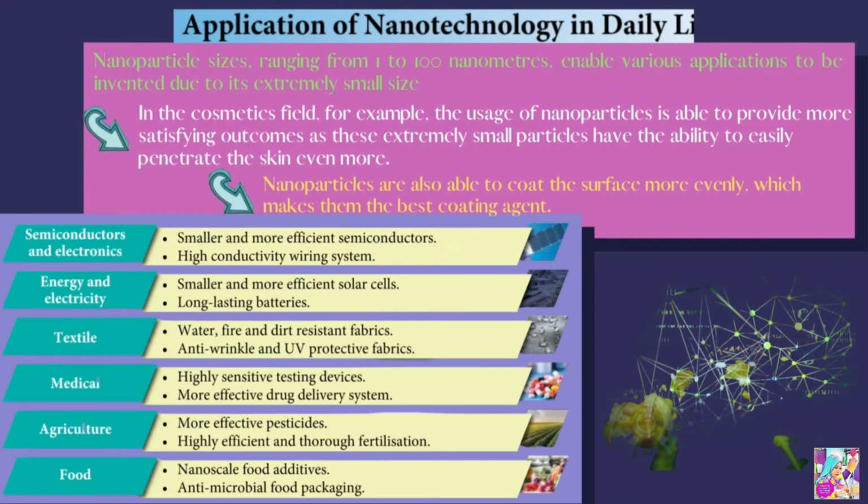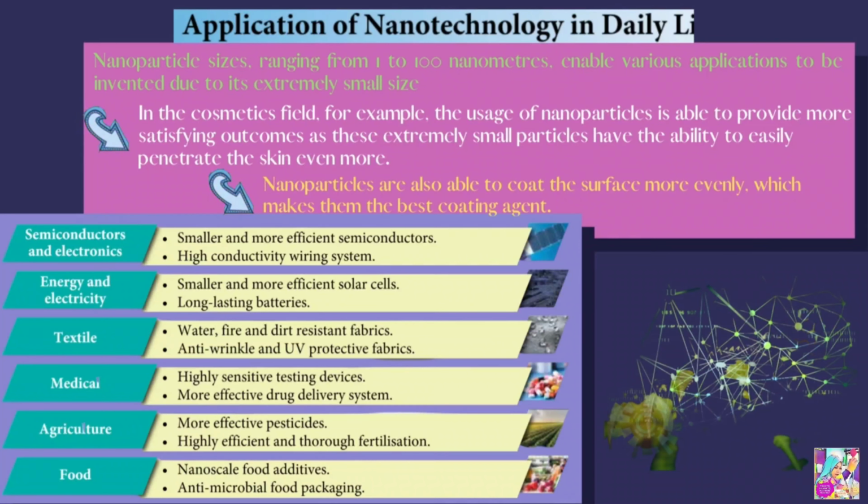And then we also use this nanotechnology in semiconductors and electronics. Why? Because of smaller and more efficient semiconductors and high conductivity wiring systems. For the energy and electrical industry, we use nanotechnology because of smaller and more efficient solar cells and long-lasting batteries. For the textile industry, water, fire and dirt resistant fabrics, anti-wrinkle and UV protective fabrics.